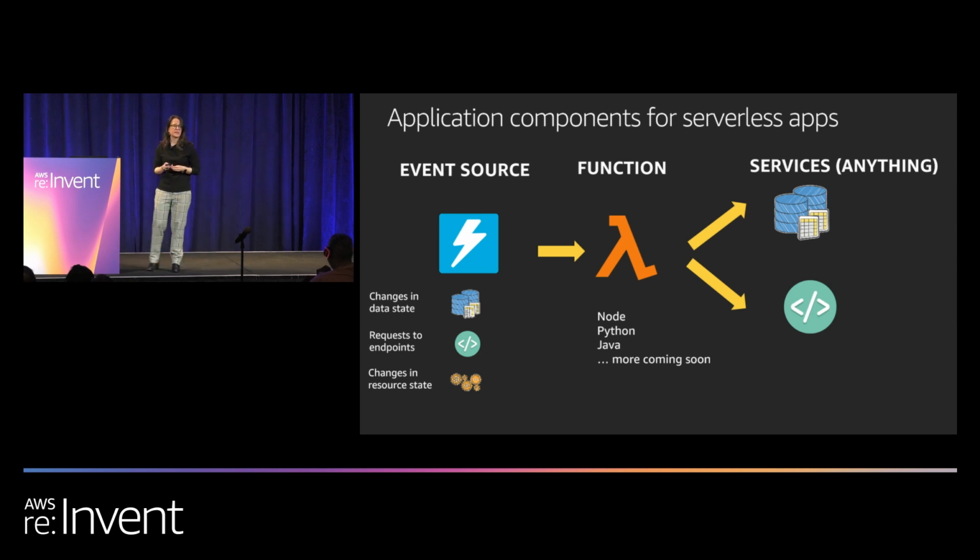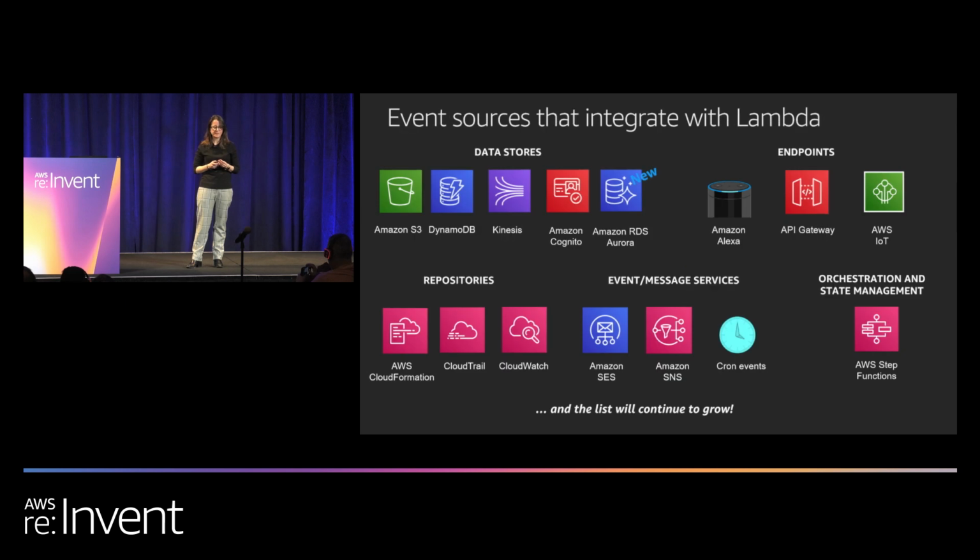And then of course, next is your Lambda function, which is the code that you are going to execute. And then also the services are really anything that you are then going to do once that code is triggered, right? So Lambda can pretty much integrate with any AWS service, but you could actually also operate on things outside of AWS as well. As long as it has an endpoint, it's probably something you can work with.